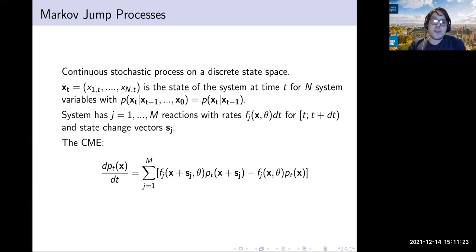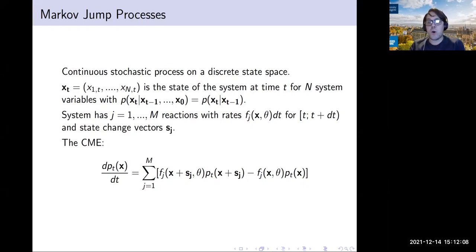Each of our systems, we assume, has capital N different reactions, and each of those reactions, so those could be a reaction between two different molecules to form a third complex of those two molecules, are assumed to take place at a particular rate f_j, which is a function of both the state vector x at that time and some unknown parameters theta, which are what we're going to be particularly interested in in this talk. And we're assuming that over a fixed time interval, between t and t plus delta t, those rate constants are fixed. We also have some state change vectors, which are these s_j's, and these determine, for every different reaction j, how that reaction changes the state variable x.